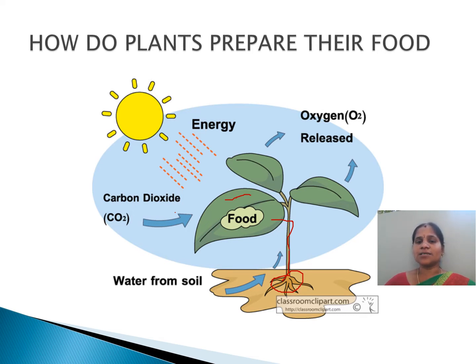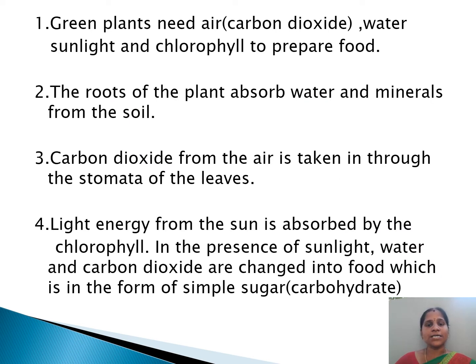Let's see the process once. The green plants need air, that means, as I said already, carbon dioxide, water, sunlight and chlorophyll to prepare food. The roots of a plant absorb water and minerals from the soil. The carbon dioxide, I said already, is taken in through the stomata. I'll show the picture in the next slides.